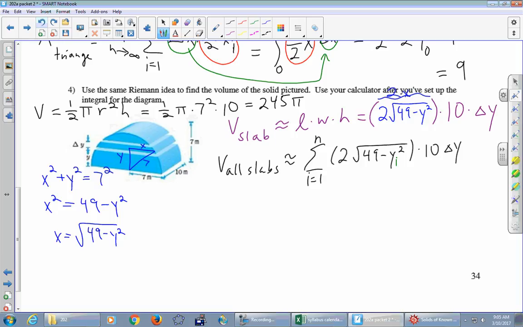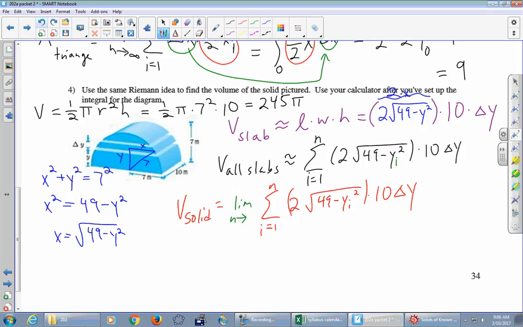The next step is also routine. The volume of the solid, that's the whole semi-cylinder, is equal to all of this with a little bit of space. Summation i equals 1 to n, 2 square root 49 minus y sub i squared times 10 delta y. With just a tiny bit of space in the front. What's going in that space? Limit.